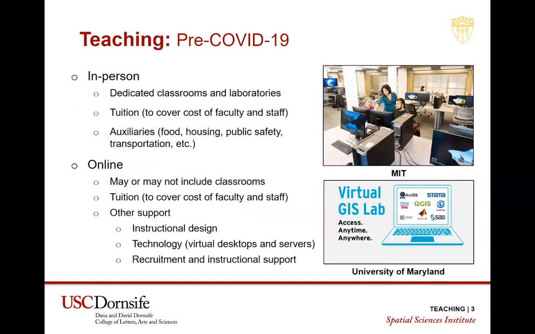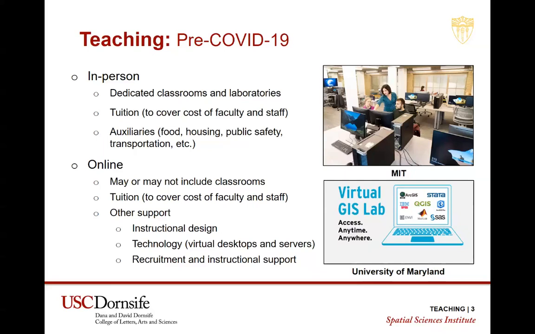So teaching pre-COVID. So in person, we had dedicated classrooms and laboratories. The top picture on the right there is the GIS lab at Massachusetts Institute of Technology, for example. Typically, universities charge tuition, among other things, to cover the cost of faculty and staff. And many of our universities are also set up to provide food, to provide housing, to ensure public safety, to provide transportation and so forth. At our campus, we call these auxiliaries, and our inability to provide auxiliaries to students that are not here has been a large part of our problems in terms of our budget and so forth.